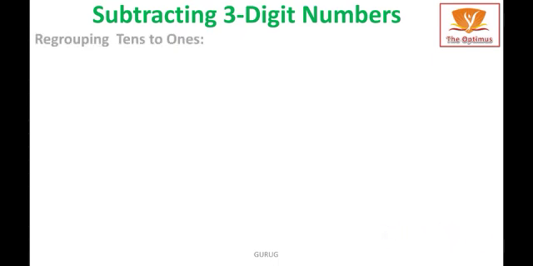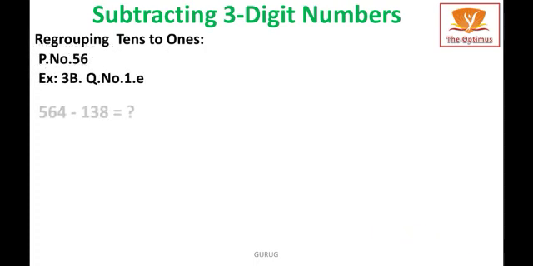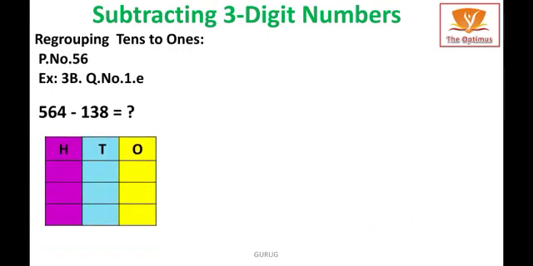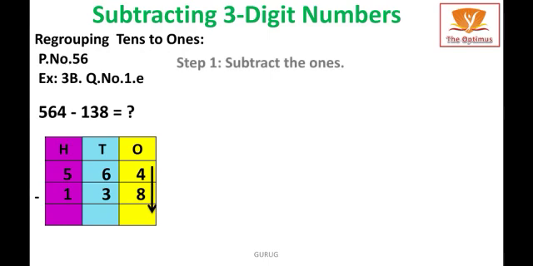Next, page number 56, exercise number 3B, question number 1E. 564 minus 138 equals what? I am going to represent it in the place value chart. 564 minus 138. I am going to solve step by step. Step 1, subtract the ones.